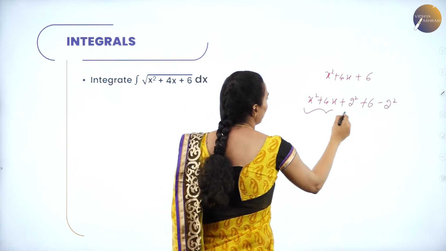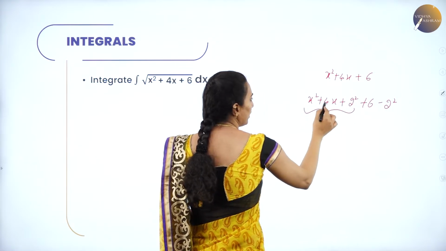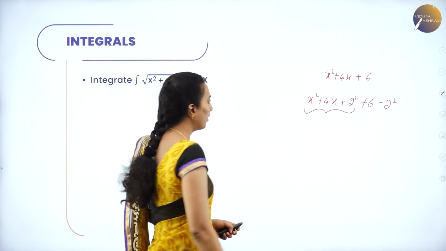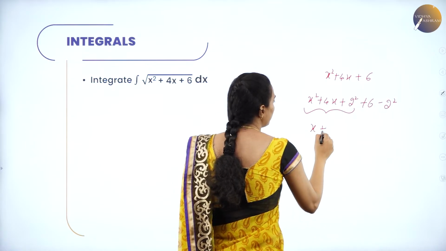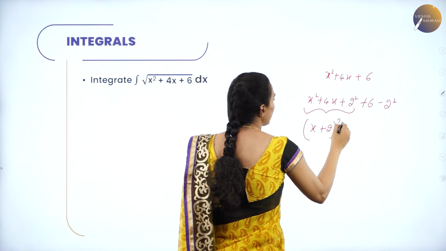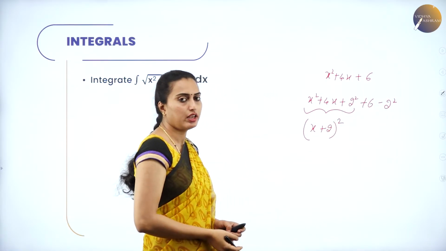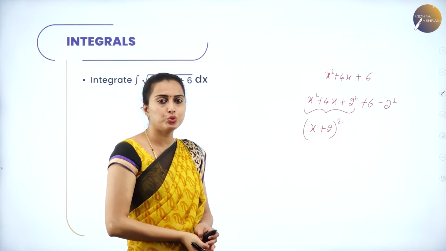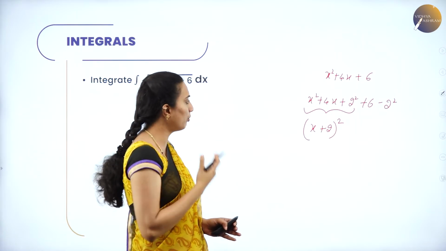Now this will become what? a squared plus b squared plus 2ab, isn't it? So therefore here you can have x plus 2 whole squared. If you expand x plus 2 whole squared, what happens? x squared plus 4 plus 2 into 2x, which is 4x. The same you are going to get.